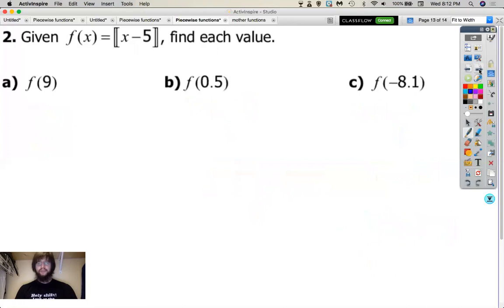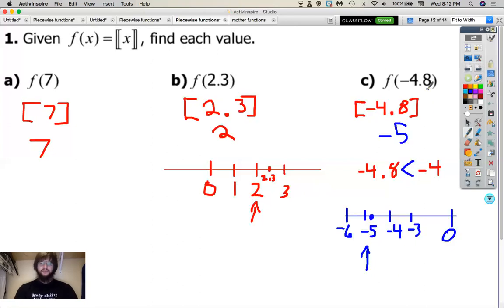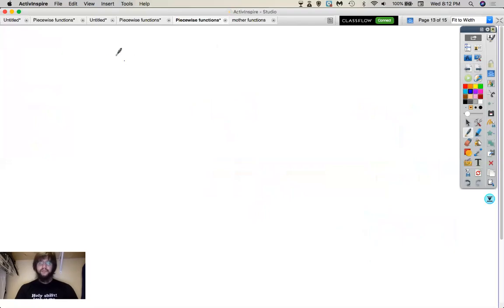Let's try another example. Actually, let's just do one more like this. The greatest integer of negative 10 point, how about 99999?